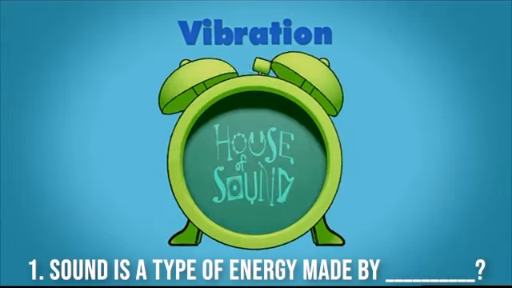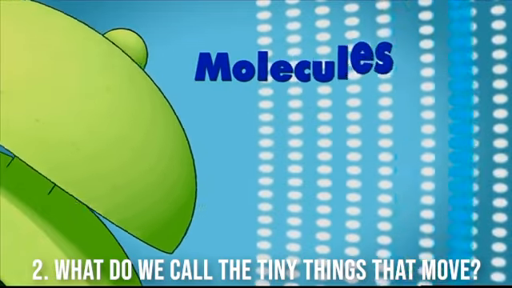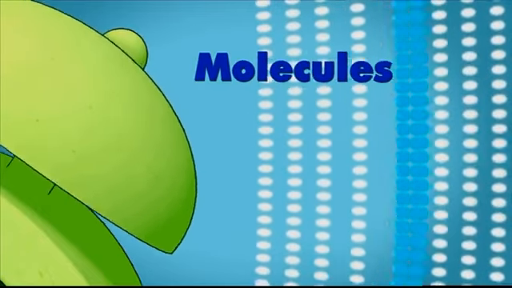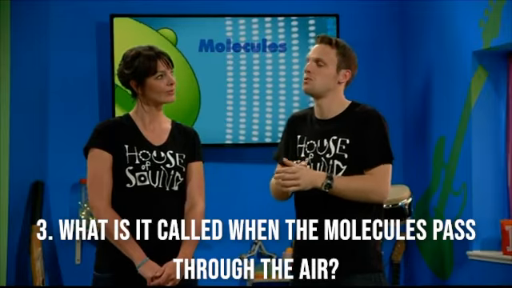Sound is a type of energy made by vibrations. And vibration is the word we use to describe something that's shaken backwards and forwards really quickly. When any object vibrates, it causes the air around it to move. You can't see this happening because it's tiny things called molecules that are doing the vibrating. The molecules bump into each other, passing the vibrations through the air. This is called a sound wave.